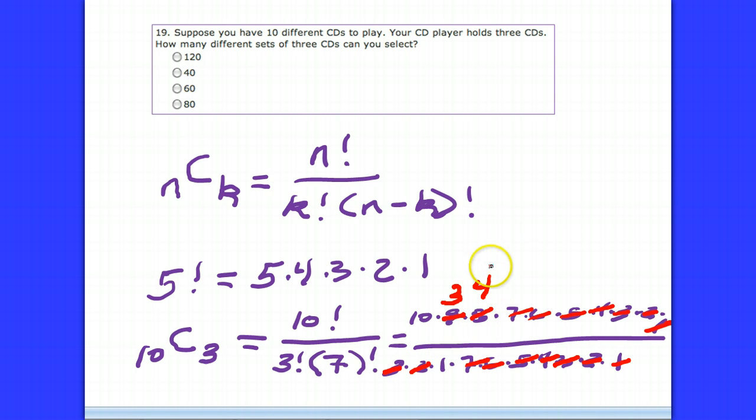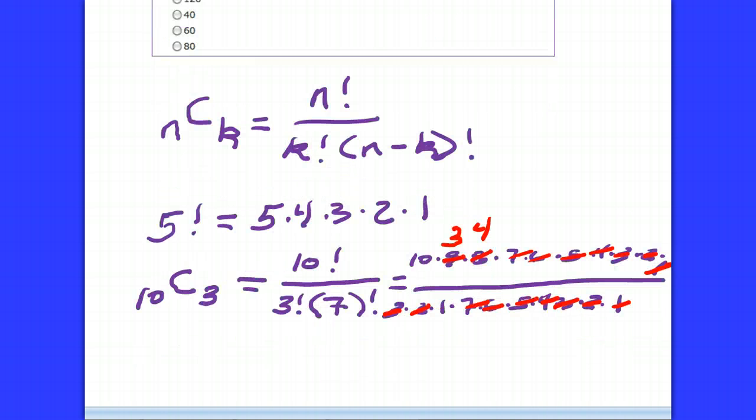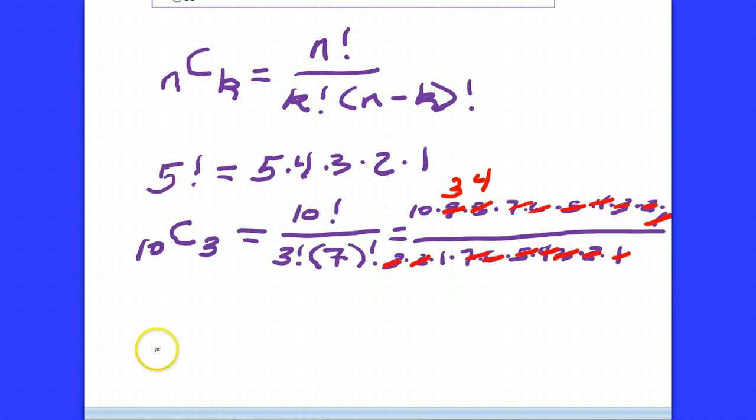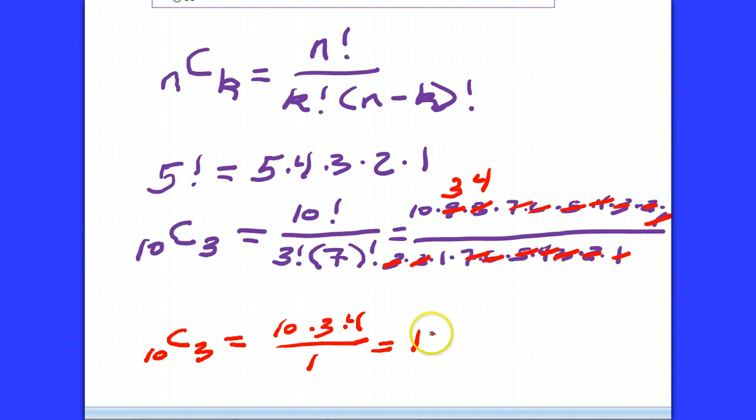So now all we're left with on top is this combination of 10 things taken 3 ways. It simply turns out to be 10 times 3 times 4 all over 1, which is 120.